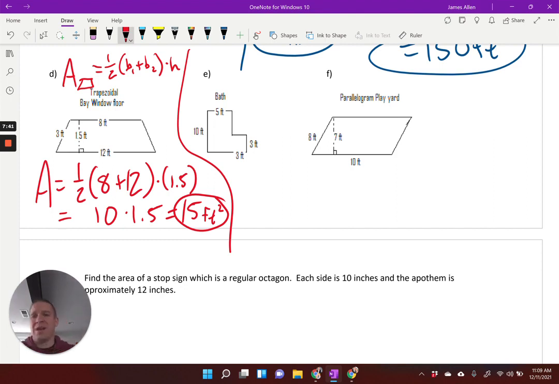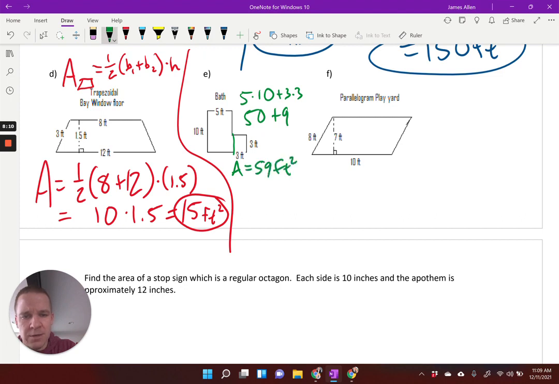Woo! This one looks like a composite figure. Oh, man. I'm going to go green. All right. So we can break this thing apart in one of 2 ways, really. We could go like this, and now I have 5 times 10 plus 3 times 3. So I'm going to have 50 plus 9. So my area is 59. And I'm going to come down here a little bit. Area equals 59 feet squared.